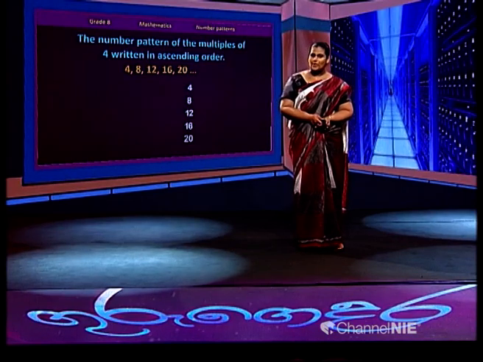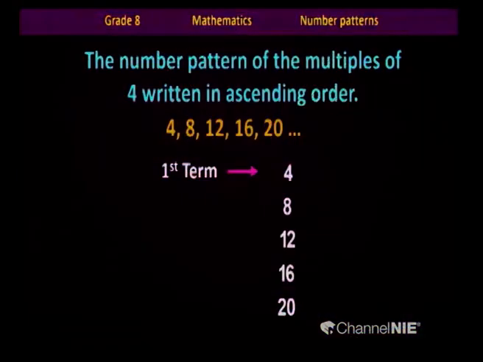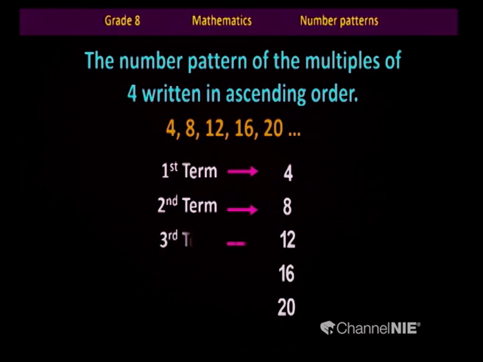Therefore, we will first of all identify the terms. Number 4 comes first, so we can name it the first term of the number pattern. Then comes number 8, that is the second term. Then number 12, the third term. Then 16 is the fourth term and 20 is the fifth term. As I have mentioned before, we can write any more terms there because they have not specifically given the end point of this number pattern.